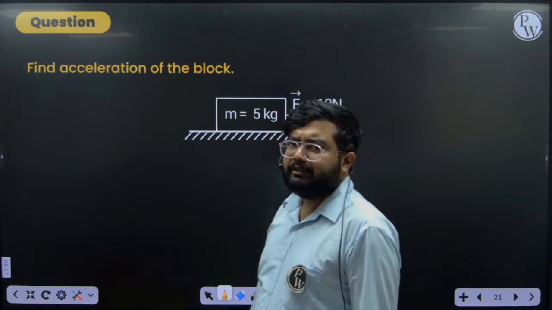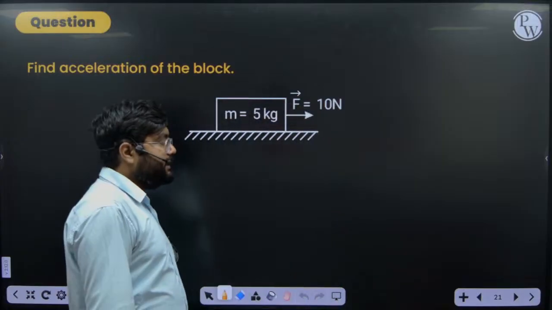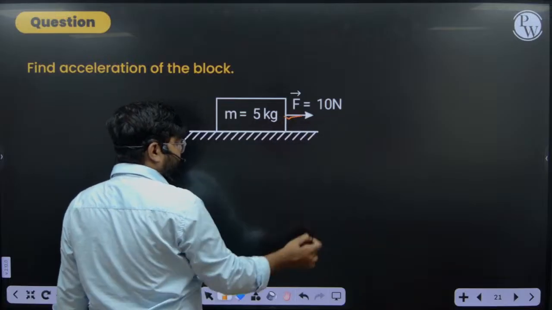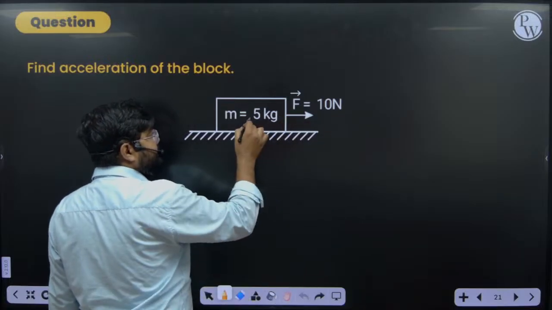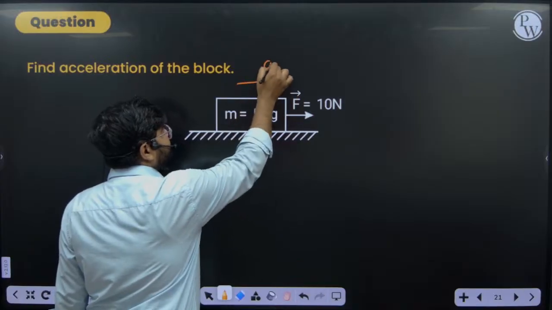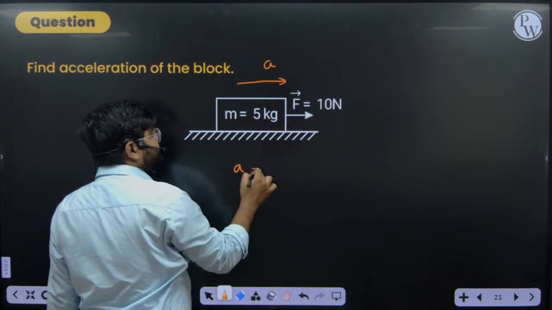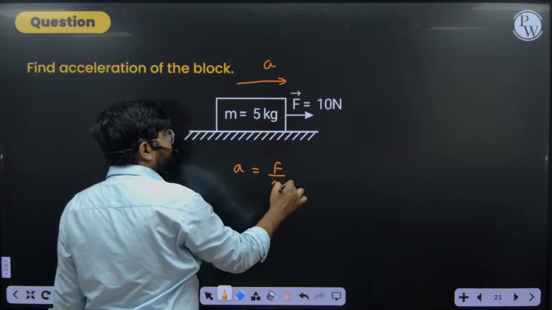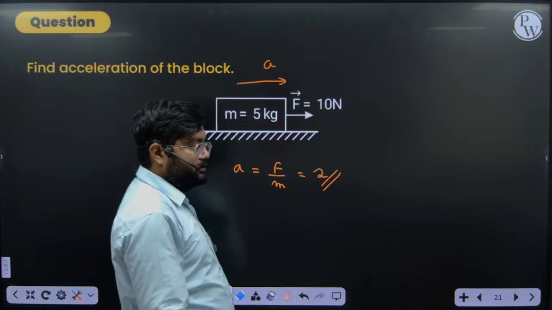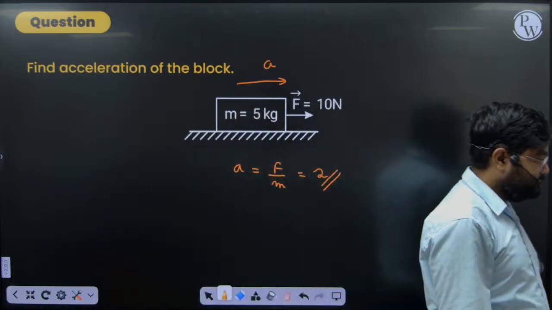A very simple question. We have to find the acceleration of this block. If you see a force F, 10 Newton is acting on a block of mass 5 kg. Hence its acceleration can be very easily found as force by mass, which will come out as 2. Okay, very simple question.